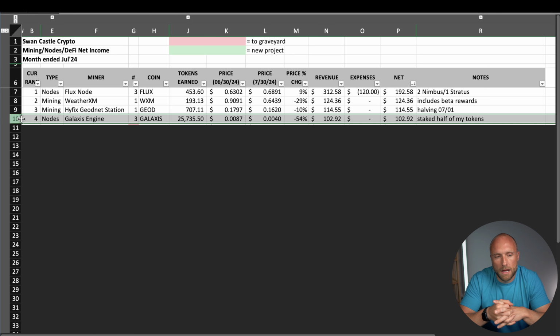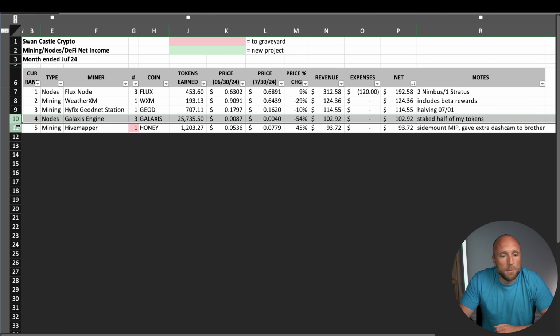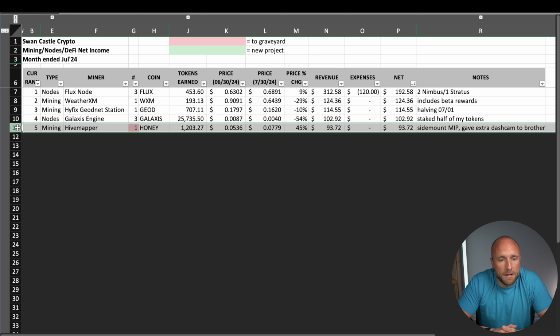Now, I have half my Galaxis engine tokens that I've earned so far staked, so I'm earning additional yield on those. But for the month, we're netting $102, so not bad for those 3 Galaxis engines. Coming to number 5 is my Hivemapper dash cam.